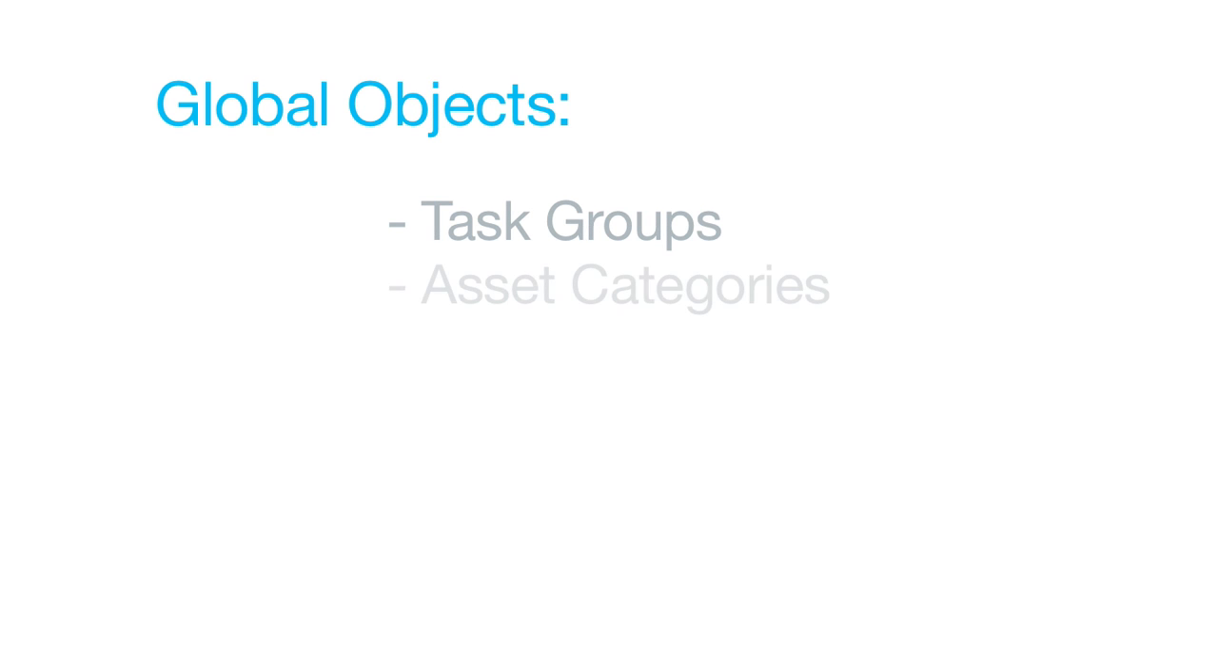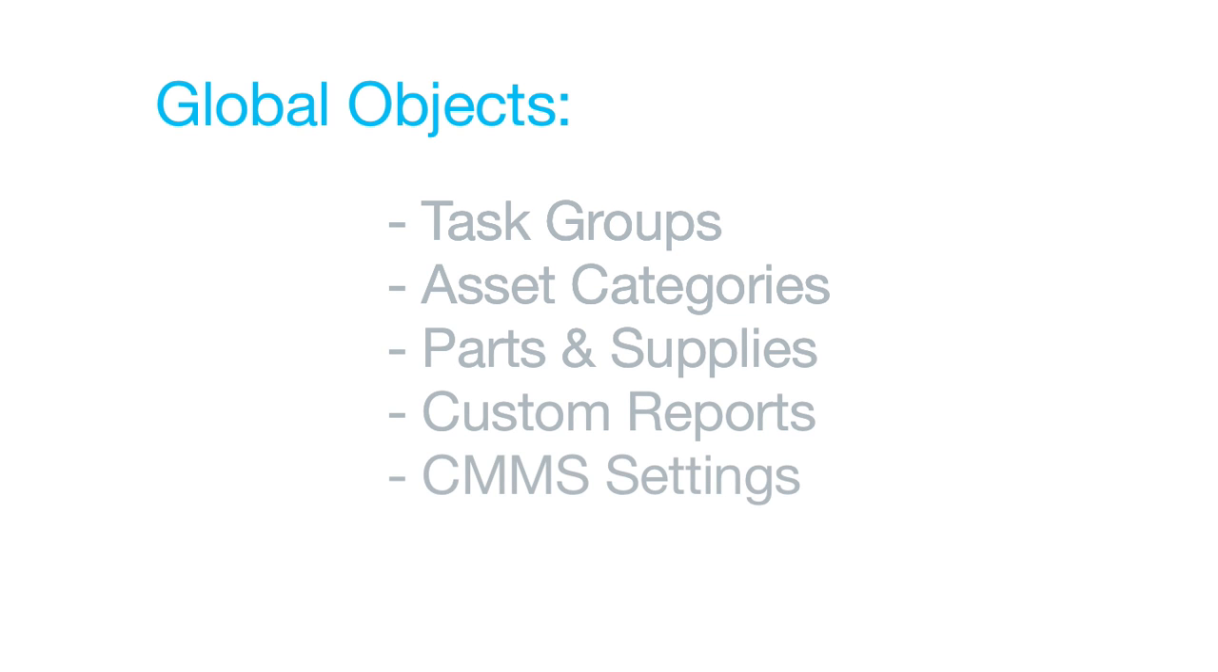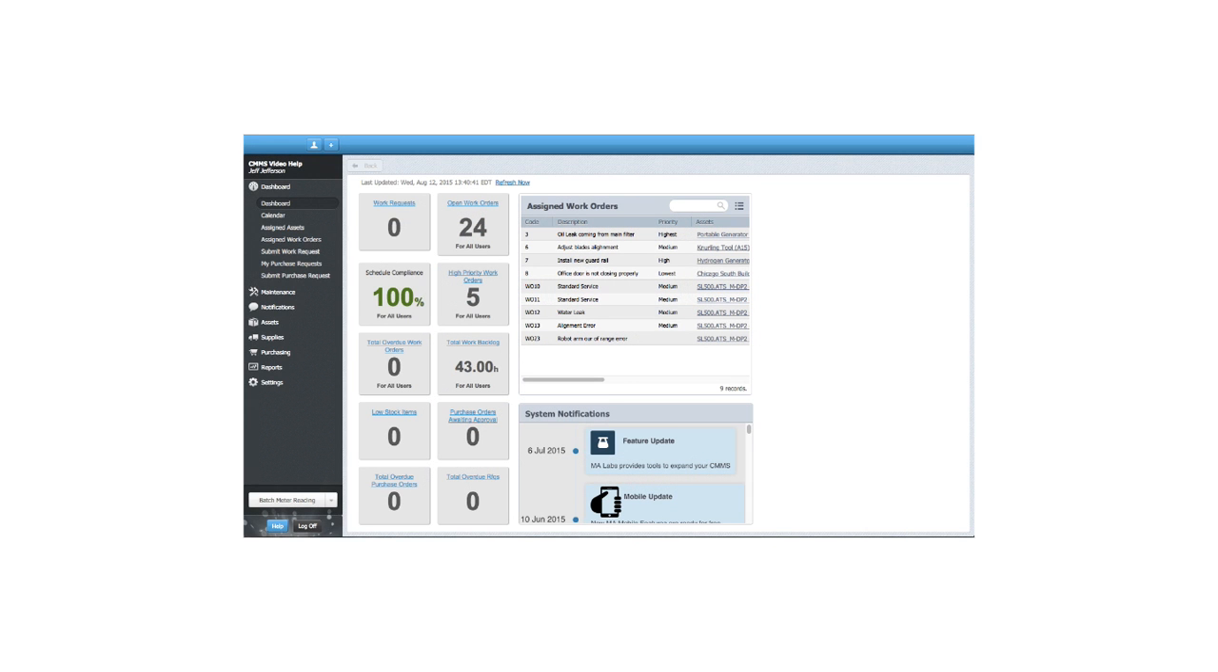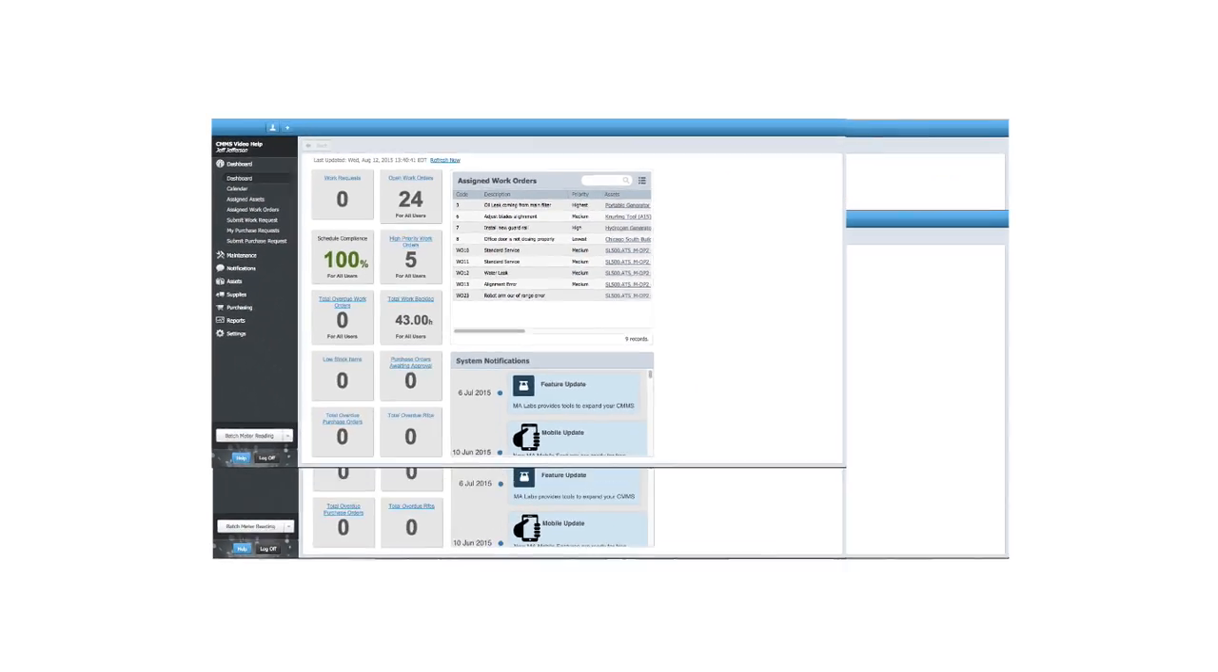Some aspects of the CMMS are global and shared between all sites. These include task groups, asset categories, parts and supplies, custom reports, and many of the CMMS settings. To summarize, multi-site lets you split your CMMS up into smaller CMMS apps, all centrally controlled by the administrator.